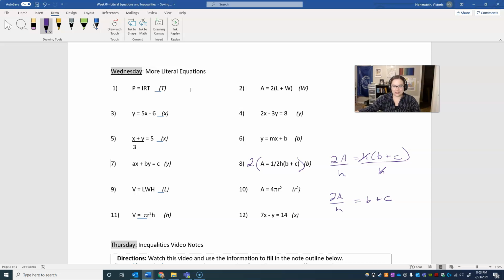Last thing I need to get B alone is to get rid of this plus C. So I'm going to do the inverse. I'm going to subtract C. And if I do it to one side, I have to do it to the other also. My C's cancel. And I'm left with 2A over H minus C equals B. So that's going to be your final answer for number 8.